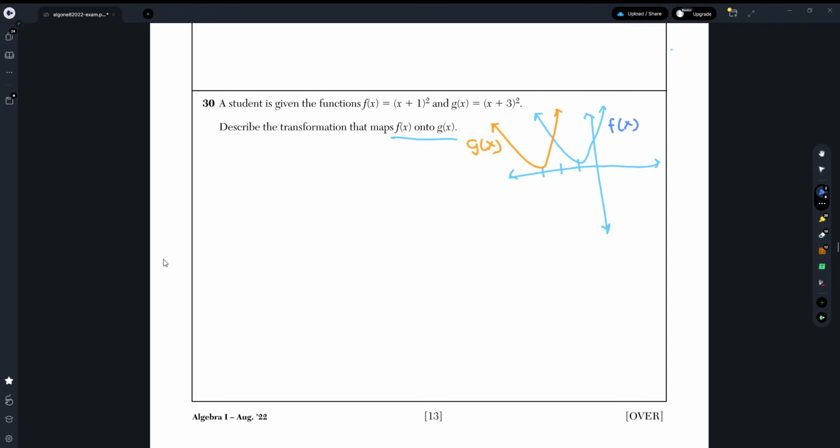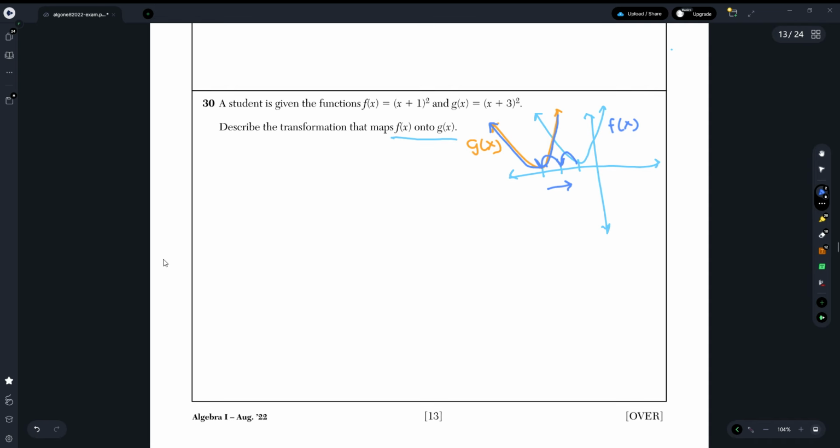So it's saying describe the transformation that maps f of x onto g of x. It's asking how can we make this function into this function? Well, they're the same function. They look exactly the same. It's just that this one is 2 units to the right of this one. So all they're asking is how can I move this into this, and the answer is I can move it 1, I can move it 2. So to get this onto here, all I have to do is take this, move it 2 units and graph it again, and it'll be the same function.